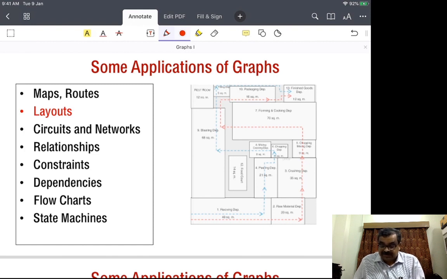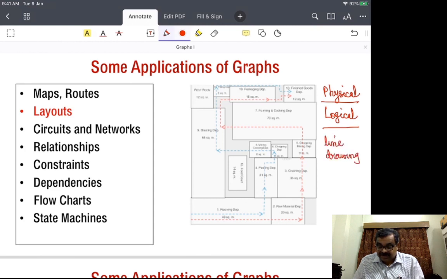I could define this layout as a physical layout. I could define this layout as a logical layout. And I could define this layout completely in terms of a line drawing. And we will just see how in each of these cases the graph is formed. Let us look at a physical layout.